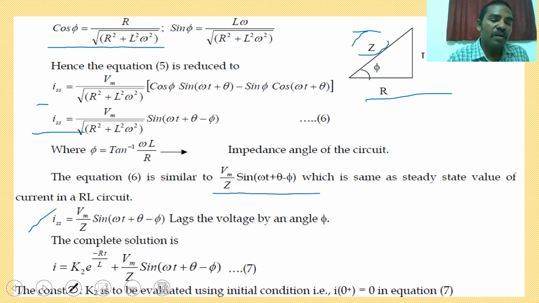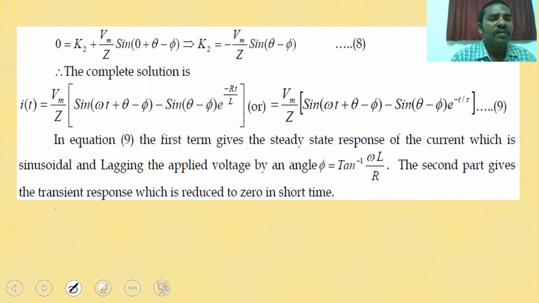So I is equal to natural response plus forced response: k2 e power minus R by L into t, plus Vm by Z sin omega t plus theta minus phi. For finding the value of k2, we have to apply the initial condition at t is equal to 0 plus. That is I of 0 is 0, so 0 is equal to k2, e power 0 is 1, plus Vm by Z sin of omega t, t is 0 so omega t is 0, plus theta minus phi. So finally k2 is equal to minus Vm by Z sin theta minus phi.